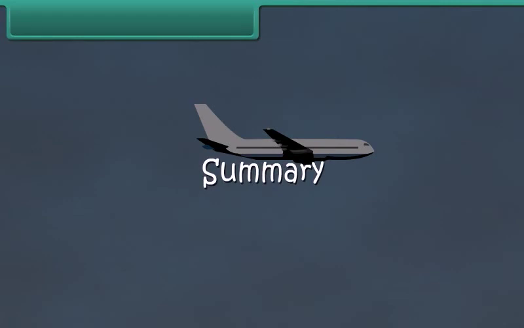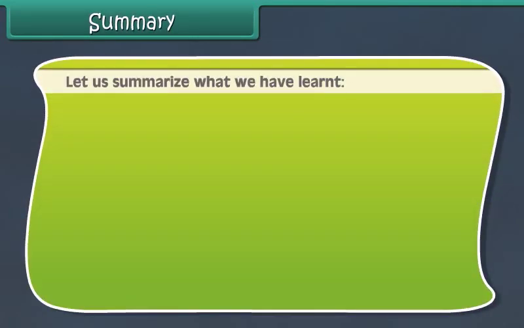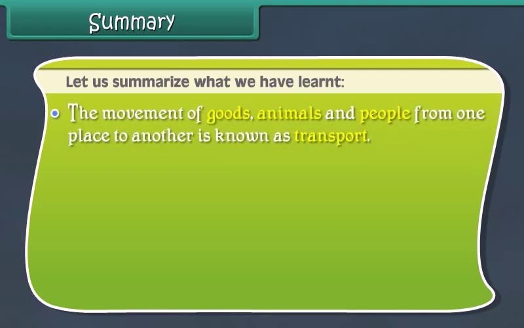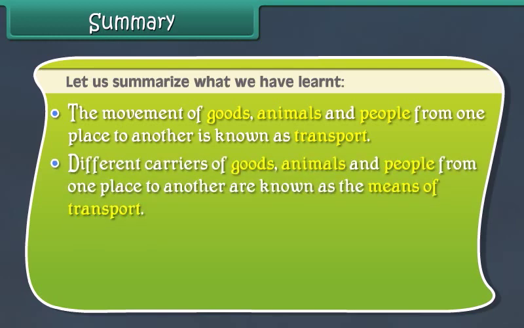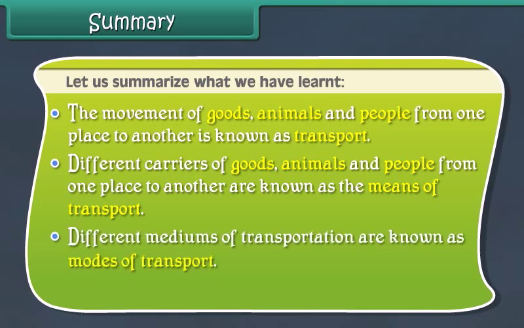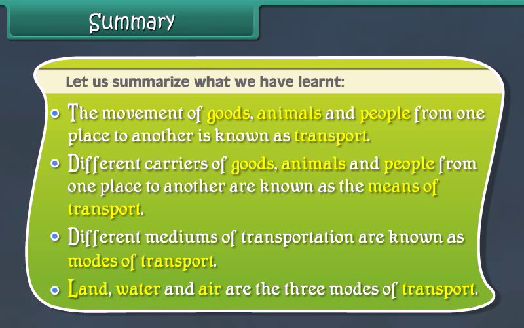Summary. Let us summarize what we have learned. The movement of goods, animals, and people from one place to another is known as transport. Different carriers of goods, animals, and people from one place to another are known as the means of transport. Different mediums of transportation are known as modes of transport. Land, water, and air are the 3 modes of transport.